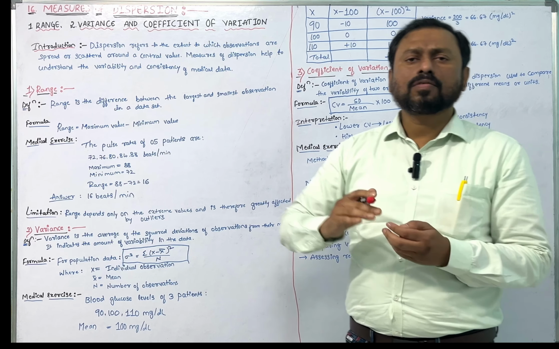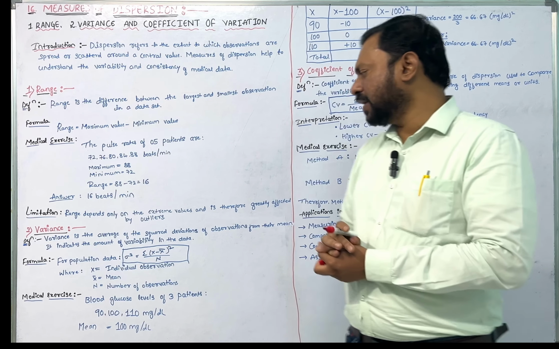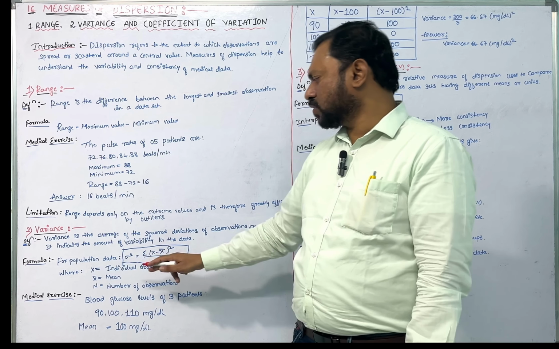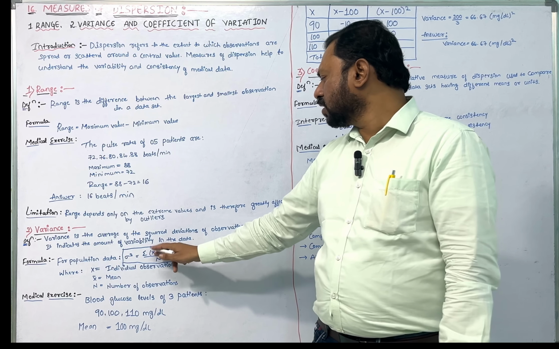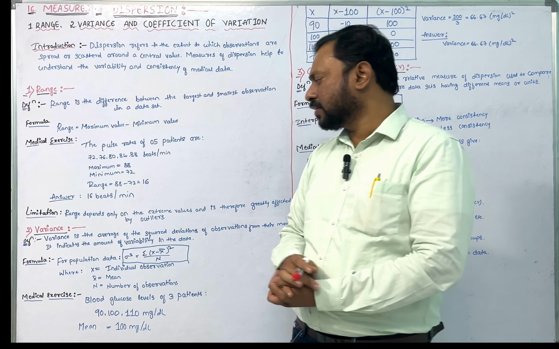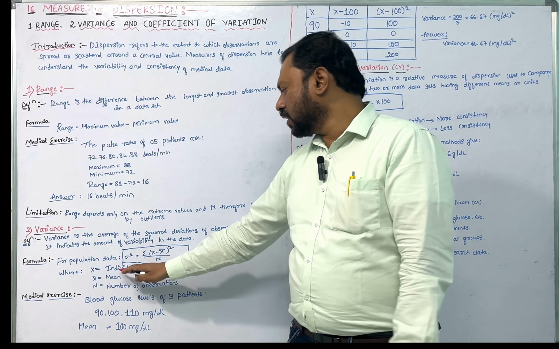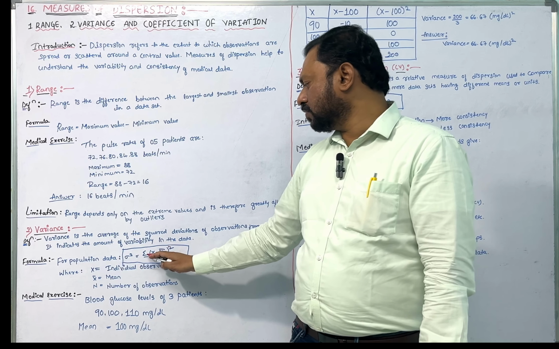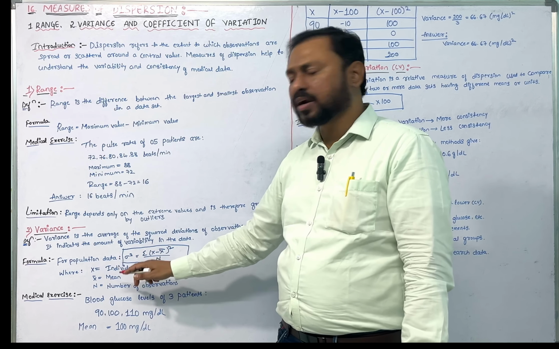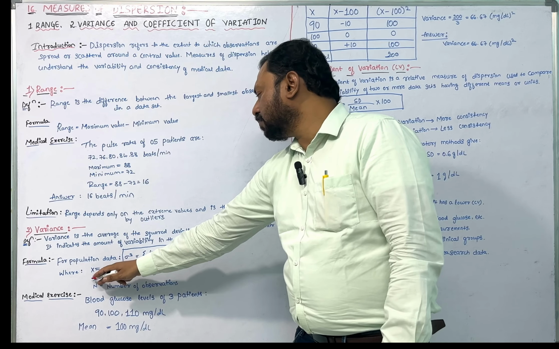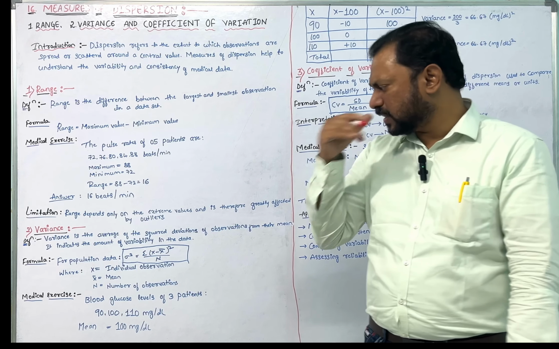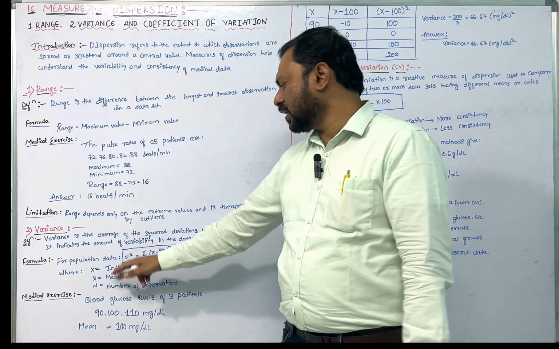Now, to calculate the variance, there is a formula. Sigma square, also called standard deviation squared, is equal to sigma of (x minus x bar) whole square divided by n. This is the formula. Here x means the individual observation, and x bar is the mean value, the middle point of all observations. And n is the number of observations, how many patients you have taken.